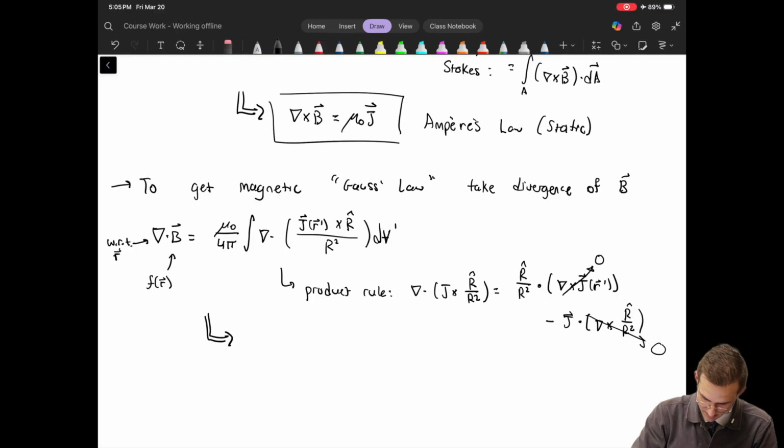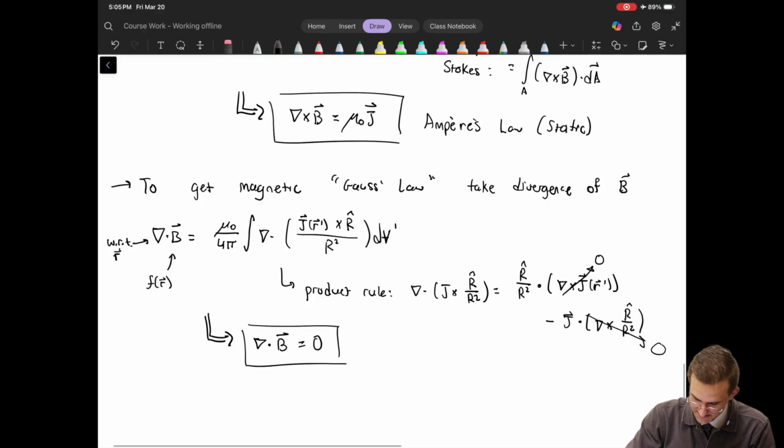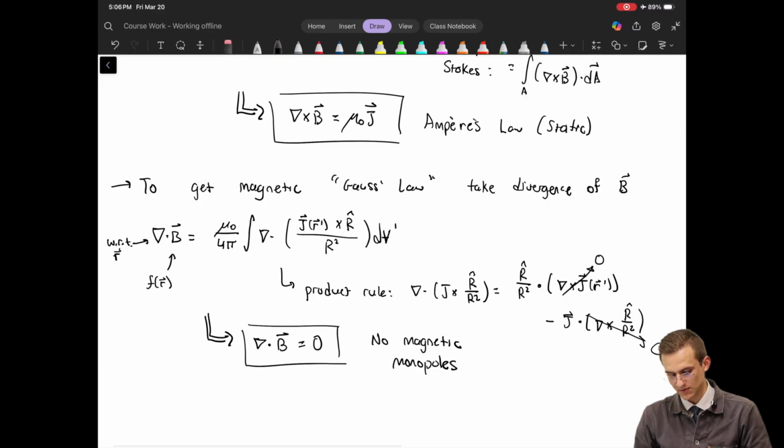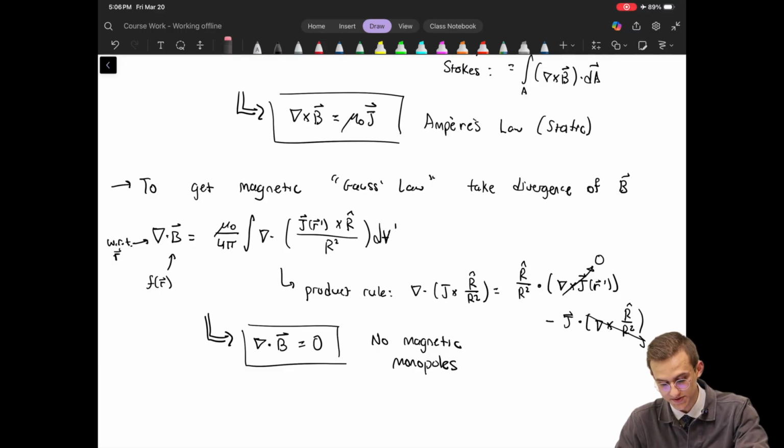And we get this: divergence of B is equal to 0. People will often say that this is your no magnetic monopoles law, okay? The reason they use that is because it has the same form as Gauss's law, but there's no Q over epsilon naught, or rho over epsilon naught, on the right-hand side. So you can't make a monopole source of a magnetic field. You need moving charges.